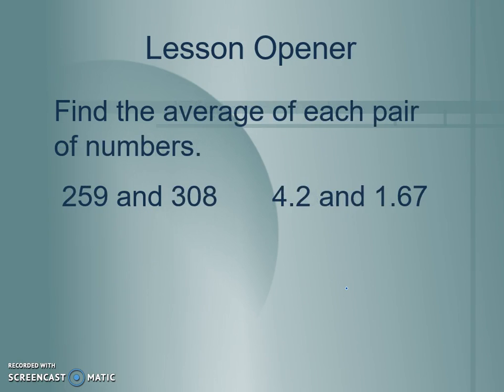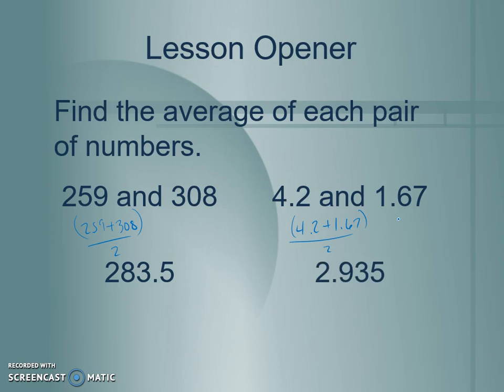And then last, find the average of each pair of numbers. Remember, average, you just add the numbers up and then divide by how many numbers you were adding up. So we have 259 plus 308. We'll do that first, then we'll divide by 2 because we had two numbers. We get 283.5. Same thing here, we're adding 4.2 plus 1.67 and dividing by 2 to get the average, and we have 2.935.